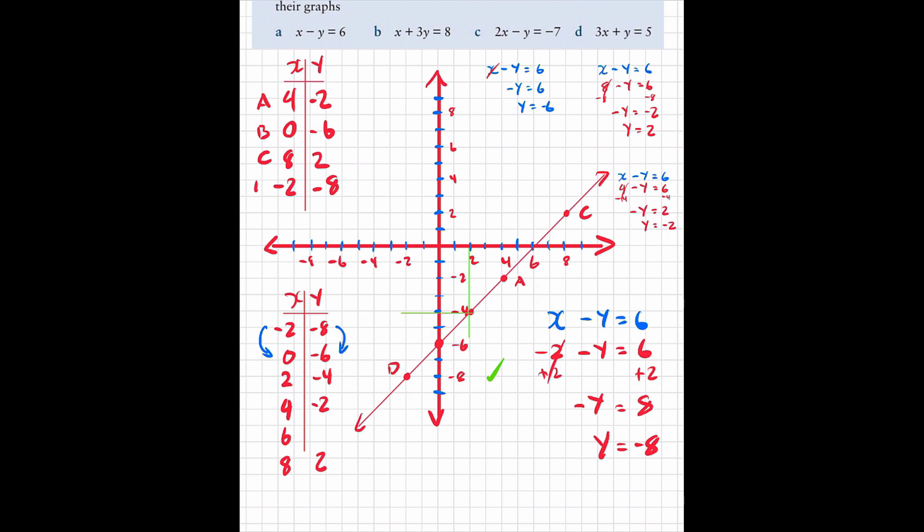And again, if you look at the pattern, it's going +2, +2, +2, +2, +2. And on the other side, it's also going +2, +2. And so -2 + 2 is 0. So there should be another point at 6 in the x and 0 in the y, and there it is. Okay, so essentially you just have to do the same thing with example B, example C, and example D. Good luck.